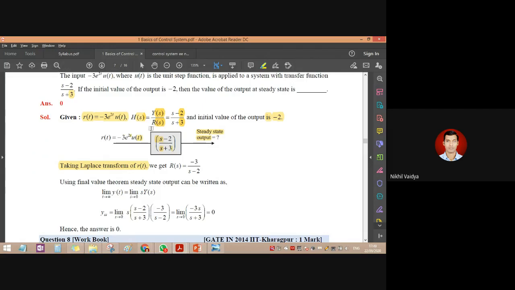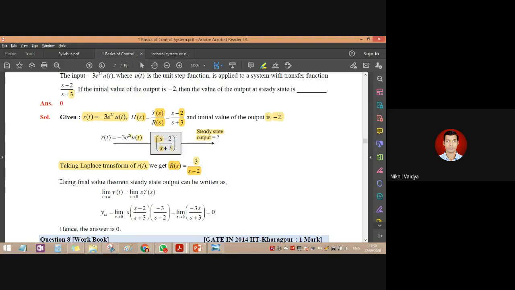So R of s is nothing but the Laplace of R of t. When we take the Laplace of this function, we will get minus 3 upon (s minus 2). How do we get this? We know that the basic Laplace transform of e raised to 2t is 1 upon (s minus 2), and minus 3 is as it is. So R of s is equal to minus 3 upon (s minus 2). Our next step is done, R of s we got.